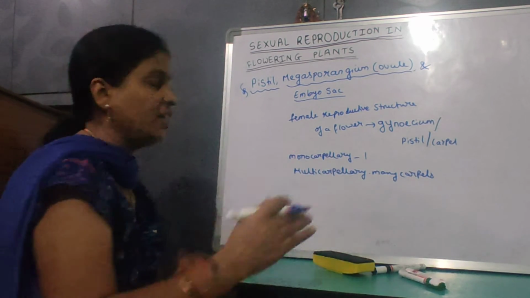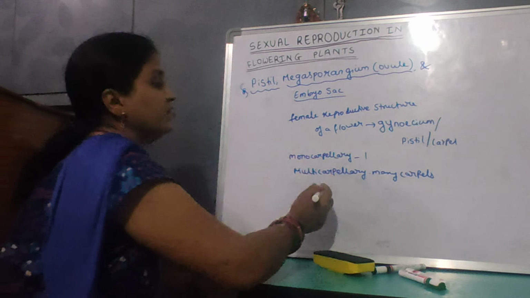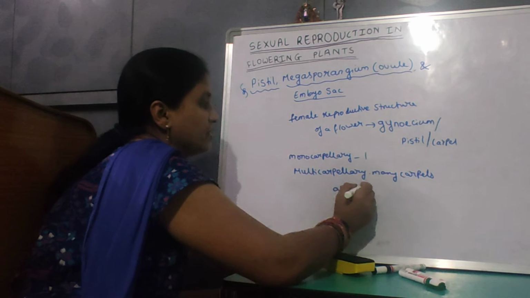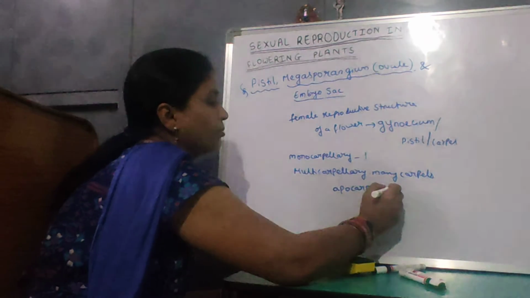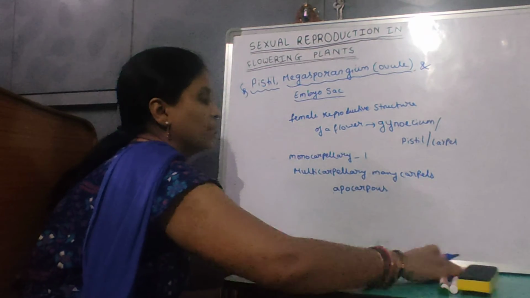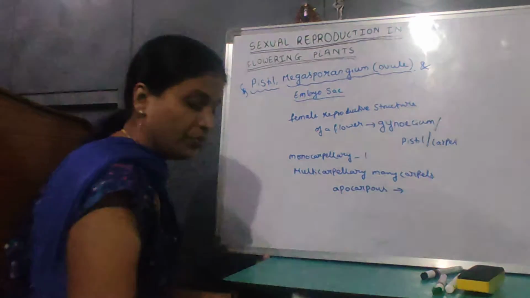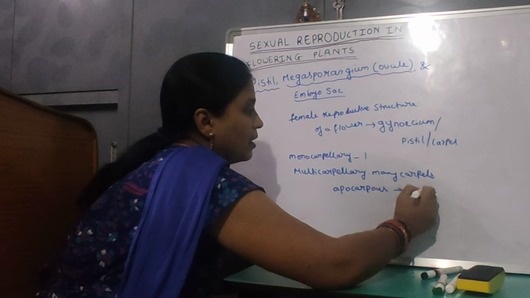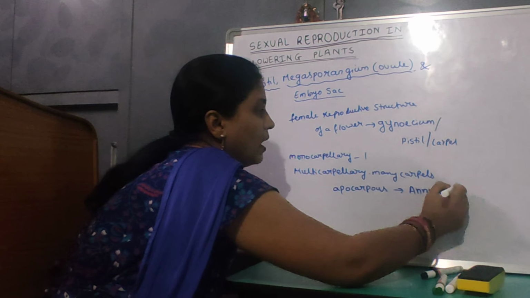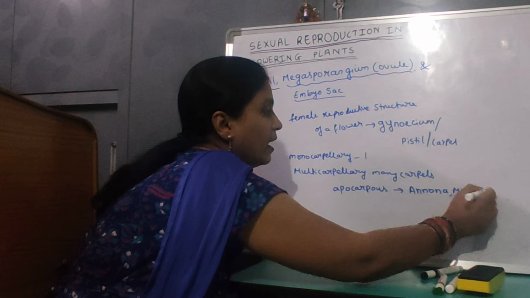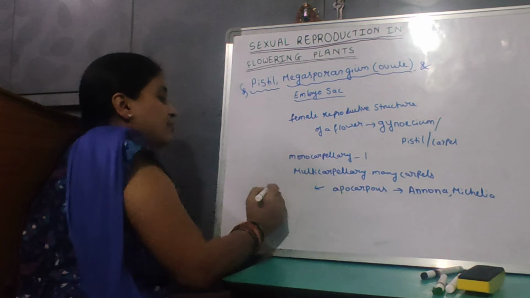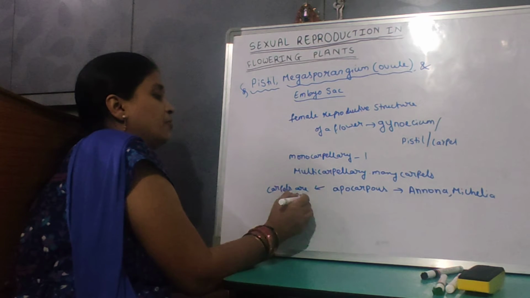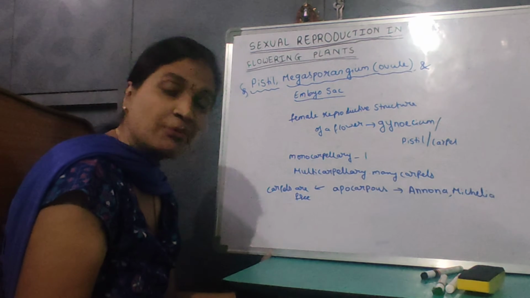If these many carpels, many pistils, are free, such a condition is called apocarpous. The apocarpous ovary is present in Annona and Michelia. If the carpels are free, then many carpels are present in the gynoecium.